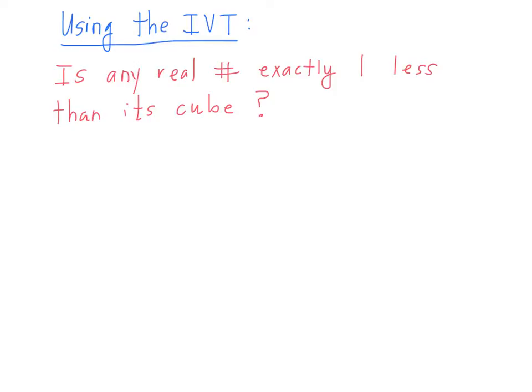Alright, so using the intermediate value theorem. Here's a question. Suppose we wish to determine, is any real number exactly 1 less than its cube? If we translate this into an algebraic expression, we want to know, is any real number, let's call that x, equal to exactly 1 less than its cube? We can rewrite this as x cubed minus x minus 1 equals 0. So we want to know, essentially, does this equation have a solution?